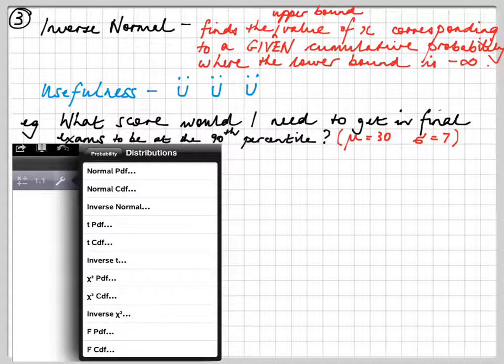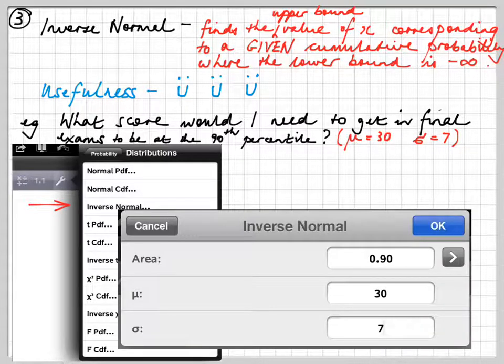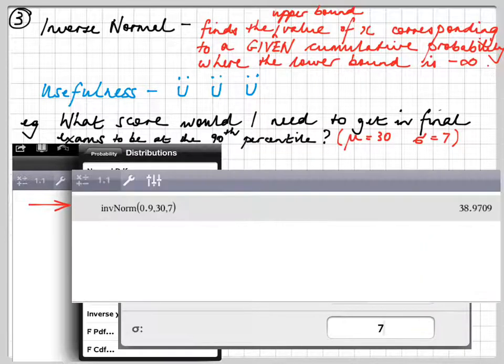All right, so you go through the old routine: menu, probability, distributions, and this time you choose inverse normal. You put in an area of 0.9 for the 90th percentile, an area this time, and you put in your mean of 30 and your standard deviation of 7, and what do you get? You get 38.97. You could call that 39. So, in other words, if you want to be at the 90th percentile, you've got to get a study score of 39, okay?